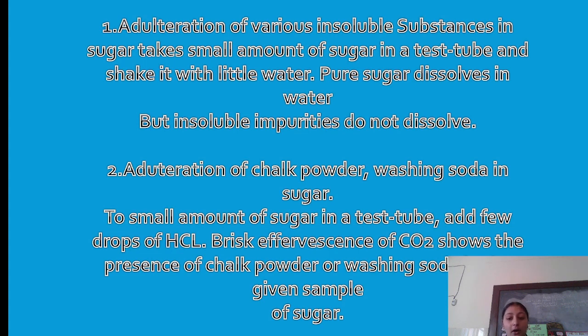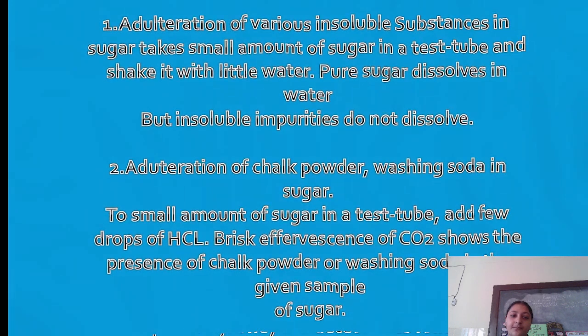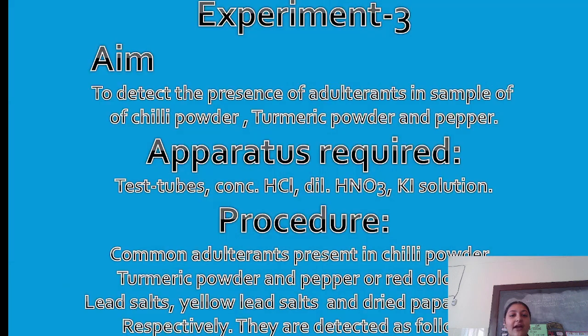Adulteration of chalk powder, washing soda in sugar. To a small amount of sugar in a test tube, add a few drops of HCl. Brisk effervescence of CO2 shows the presence of chalk powder or washing soda in the given sample of sugar. Next we have experiment number 3. Here the aim is to detect the presence of adulterants in samples of chili powder, turmeric powder and pepper.